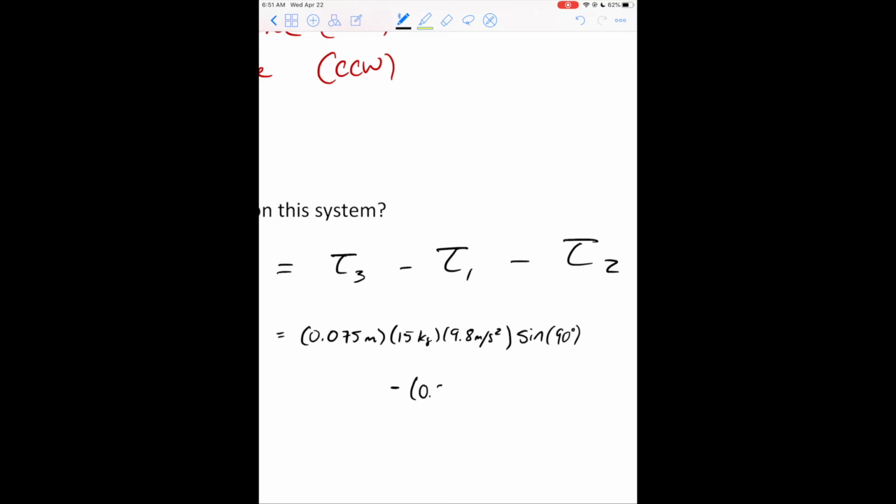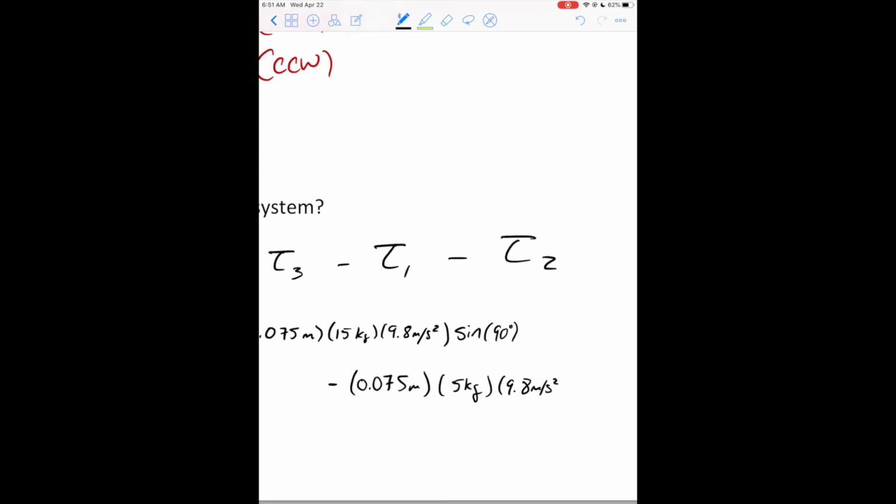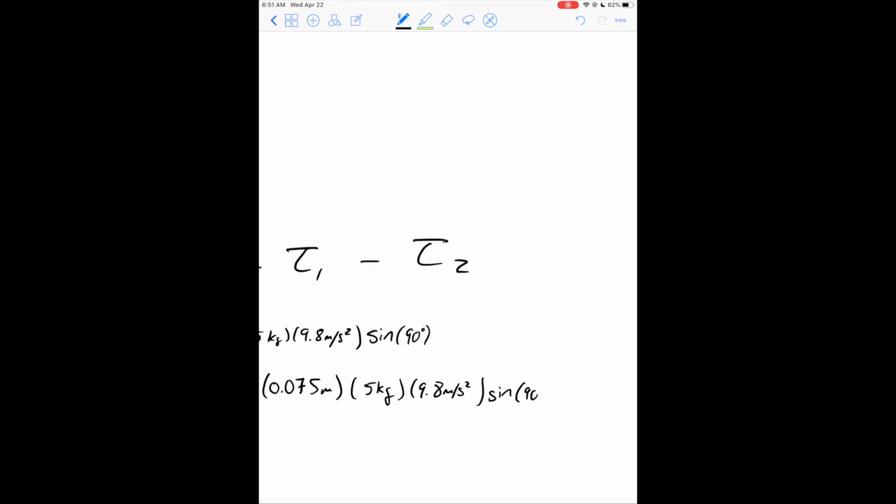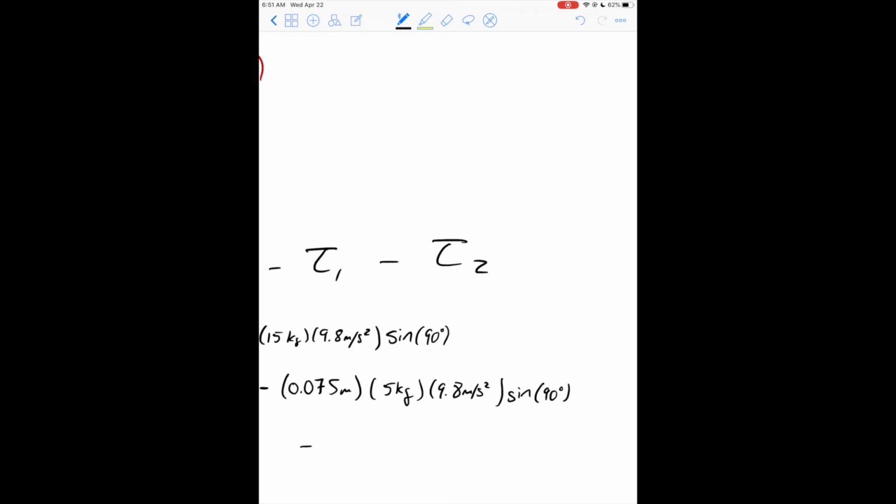Minus 0.225 meters. I think I'm doing torque 2 next. Let's do torque 1 like I have it in my picture here. 0.075 meters. I have 5 kilograms times 9.8 meters per second squared times sine of 90 degrees. And then finally, minus 0.225 meters times 10 kilograms times 9.8 meters per second squared, and then finally, last, sine of 90 degrees.